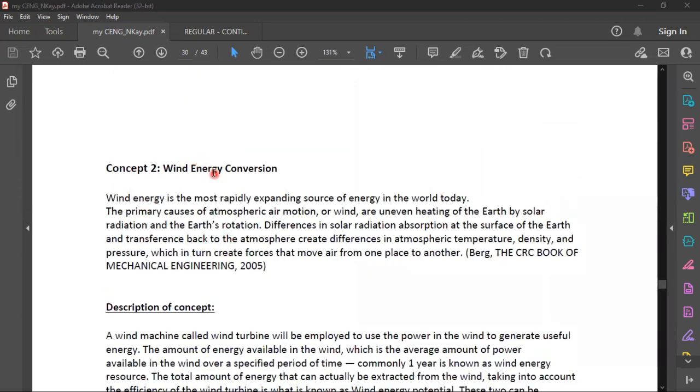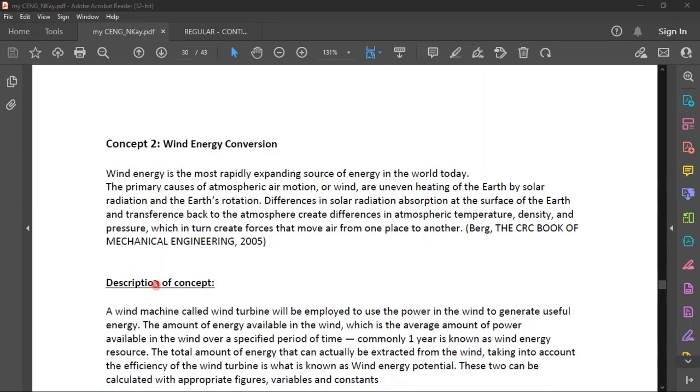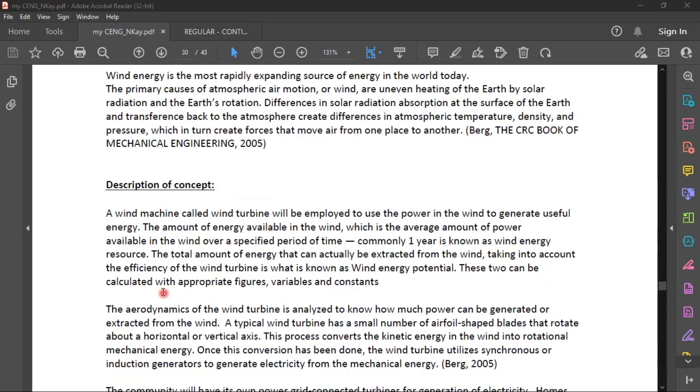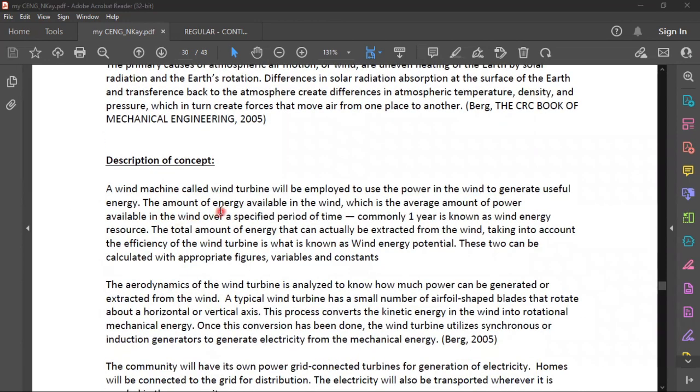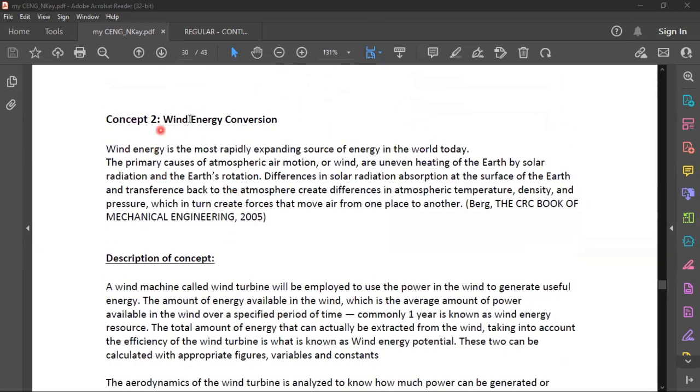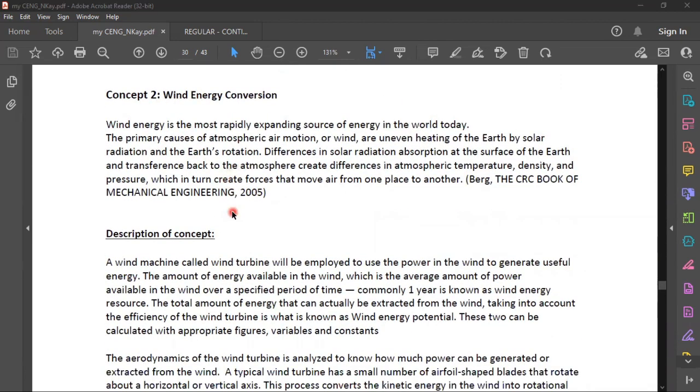And then the next concept was wind energy conversion, right? Good. So this is just an overview of it. And then the description. A wind machine called a wind turbine will be employed to use the power in the wind to generate useful energy. So you see, for the description of the concept, he is trying to tell you how you would solve the problem of power outages using this concept: the machines he will be using, and the processes he will go through to solve that problem. Do you get it? Good.